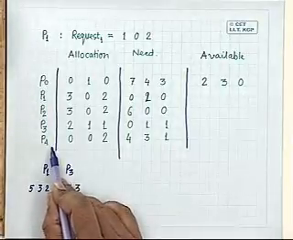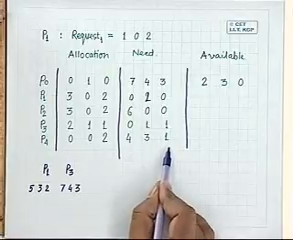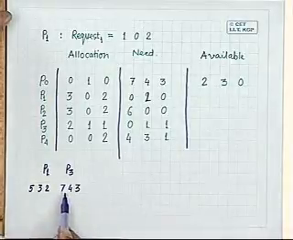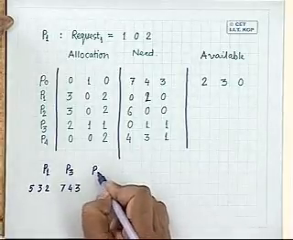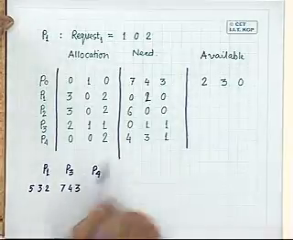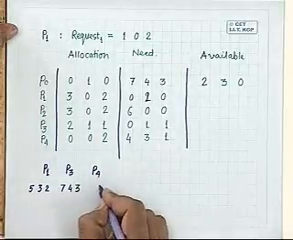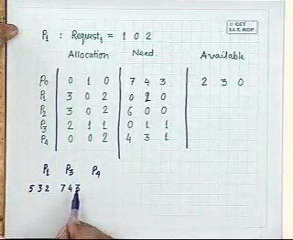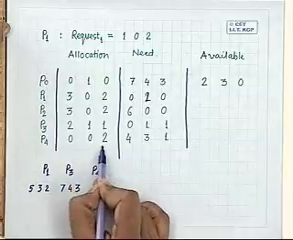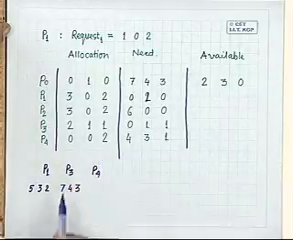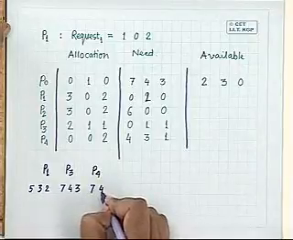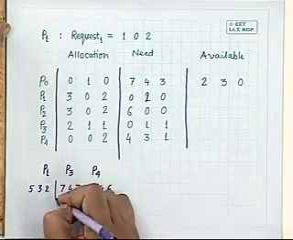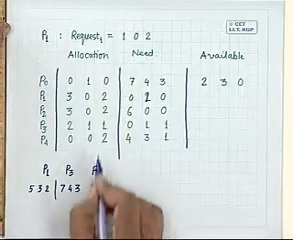The future requirement of process P4 is 4, 3, 1, which is less than or equal to this. So P4 can also complete. After completion of P4, you add to this the resources already allocated to process P4. So available resources will be 7, 4, 5.